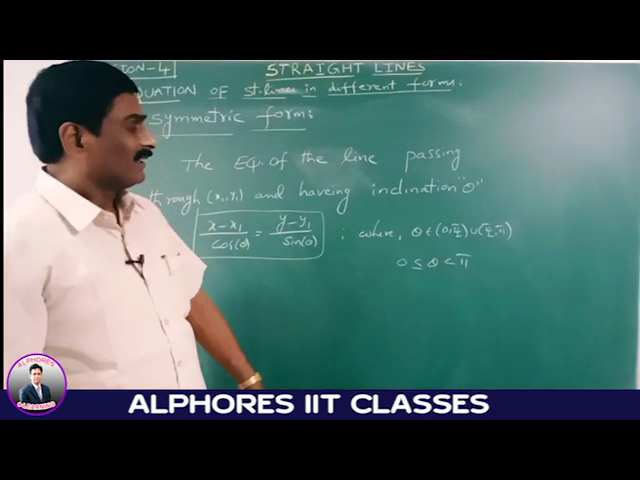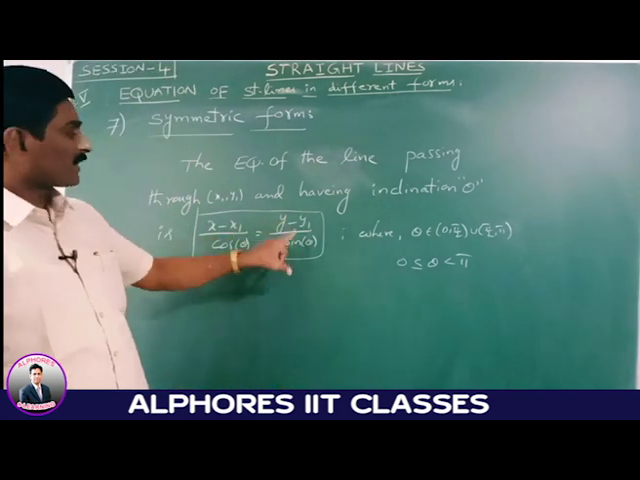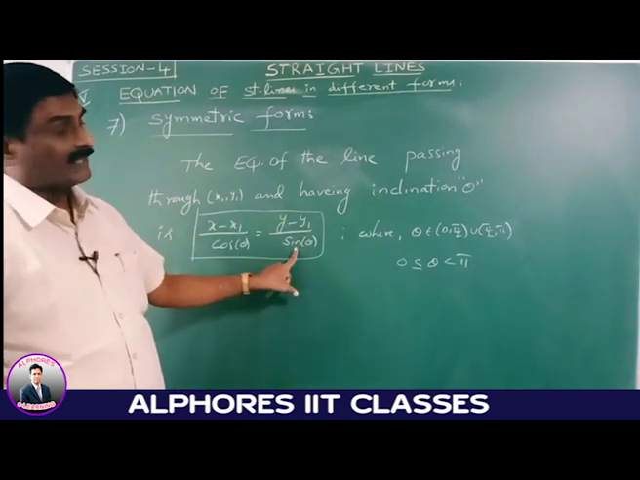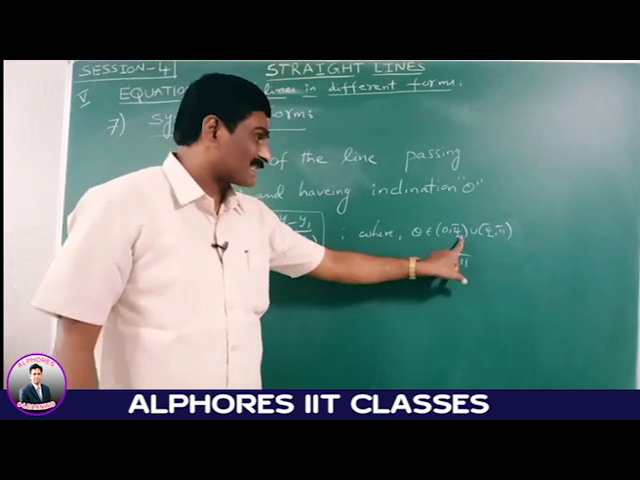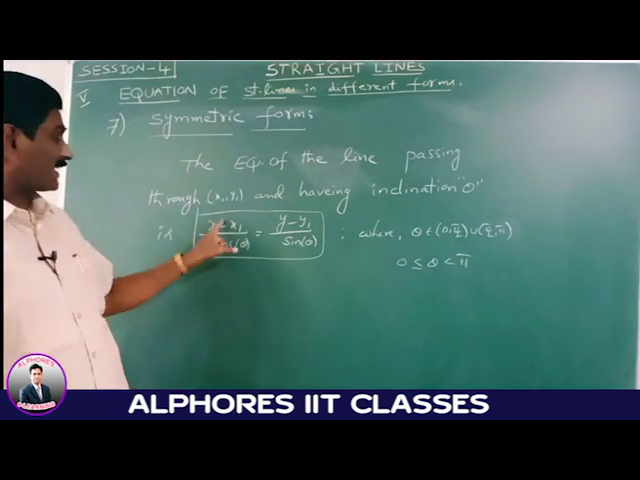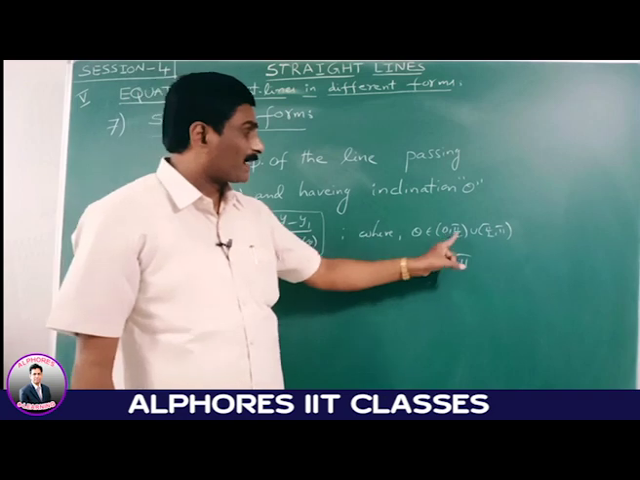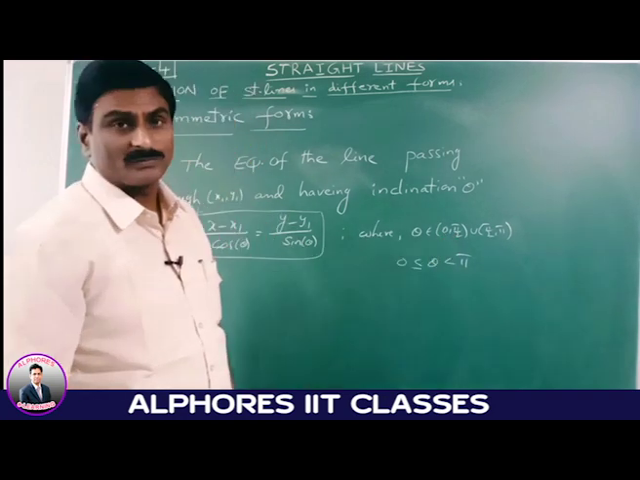But here, if theta is equal to 0, something by 0 means not defined. If theta is equal to 90 degrees, that is pi by 2, cos 90 is 0, so it is not defined. So, 0 and pi by 2 are open values. Please observe that value. Okay.